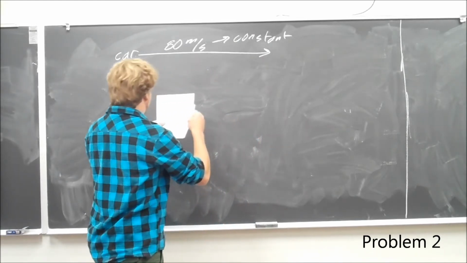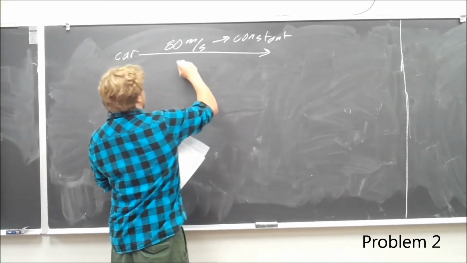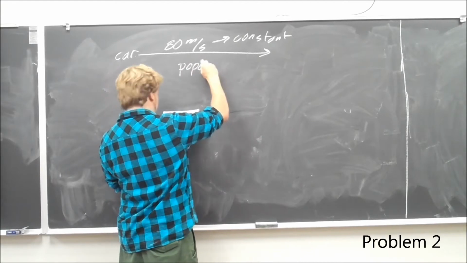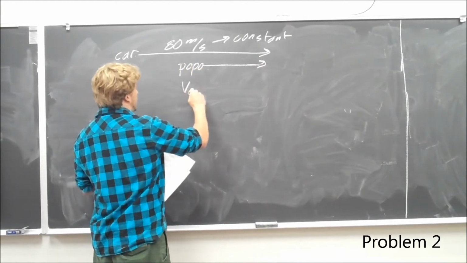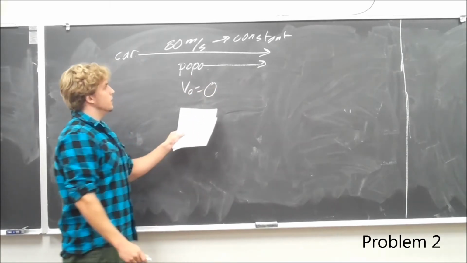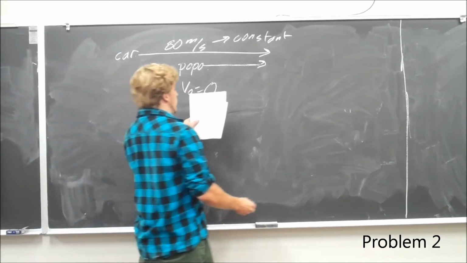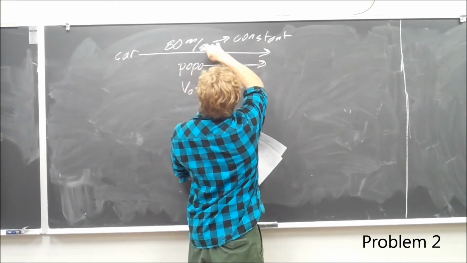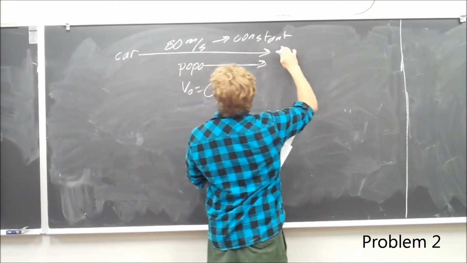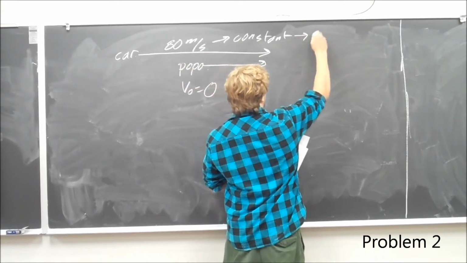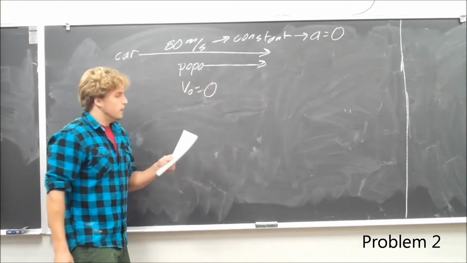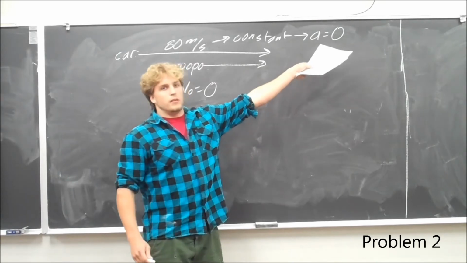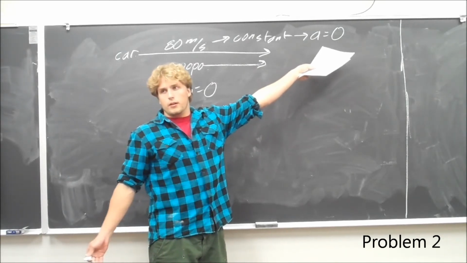Yeah, I didn't draw a car. Then we got the police officer going, and it chases after you. It starts at v naught of 0, but then it has an acceleration. And we know that the car has 80 meters per second and it's constant, so that means its acceleration is 0. So that right there signals me, hey, acceleration is 0.